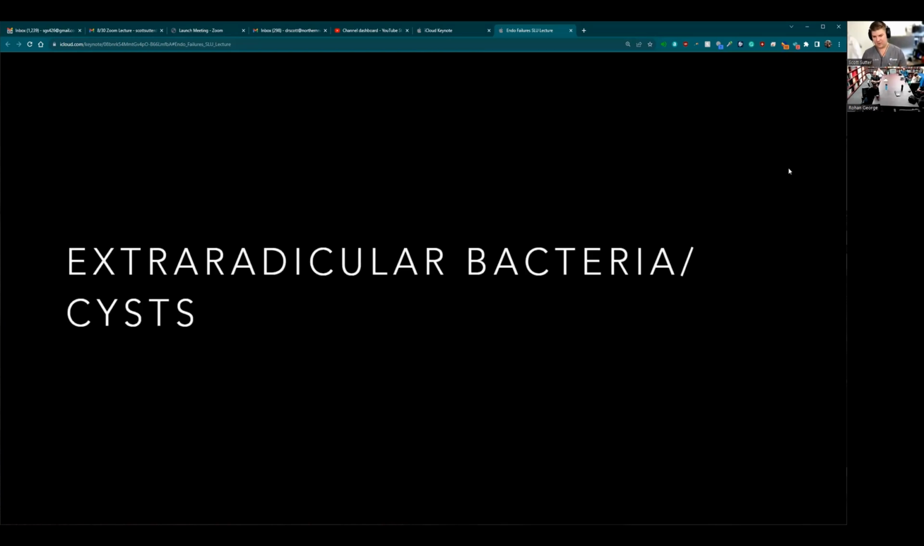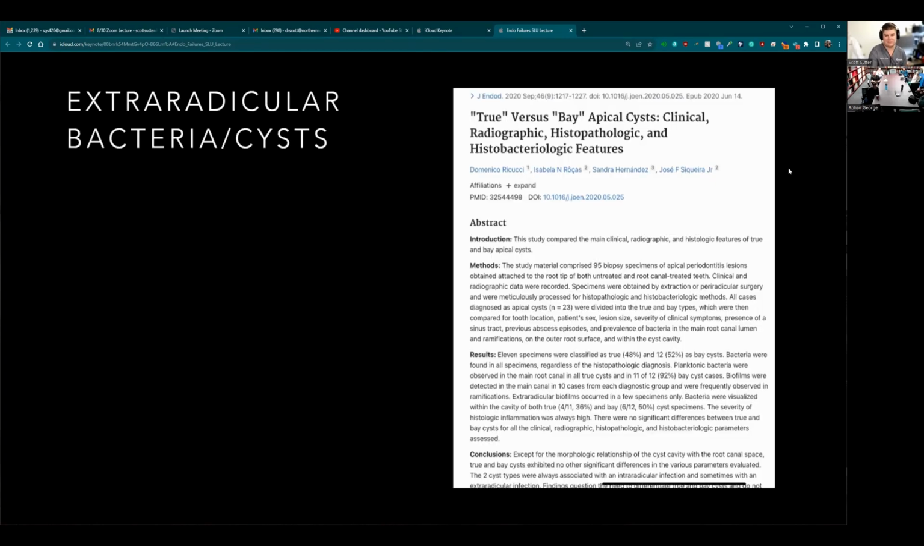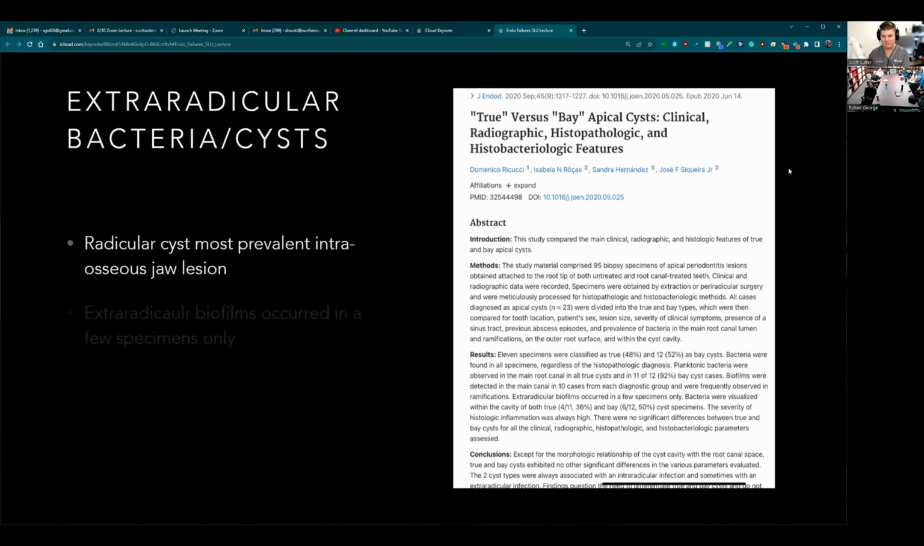All right. Extraradicular bacteria or cyst. I put these two together because they're kind of together. When we look at the studies, and there he is, Ricucci, right there. I just saw that. Didn't even do that on purpose. Radicular cyst is your most prevalent intraosseous jaw lesion, so they do exist. They happen more often than you'd think.